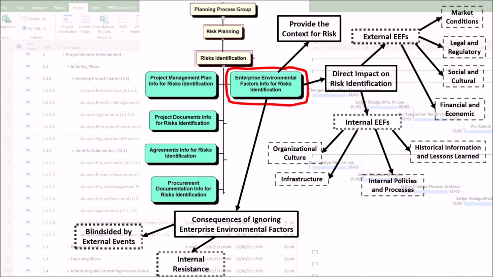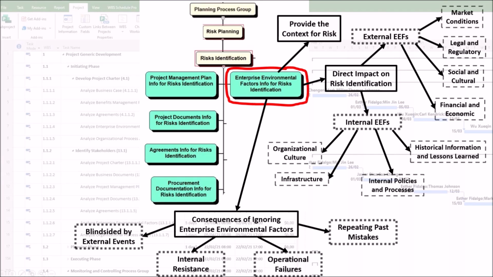Second, internal resistance. A project that clashes with the organizational culture, such as introducing a collaborative tool in a siloed organization, will face significant adoption risks that were never identified. Third, operational failures. Underestimating the limitations of existing infrastructure leads to technical risks that cause delays and cost overruns. Fourth, repeating past mistakes. Ignoring lessons learned from past projects means the team is doomed to repeat the same errors and encounter the same risks.